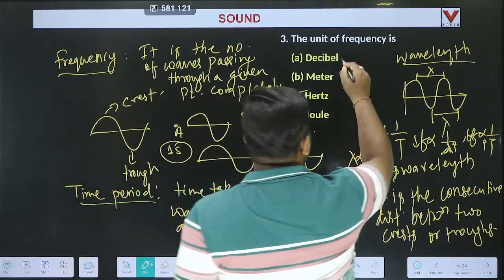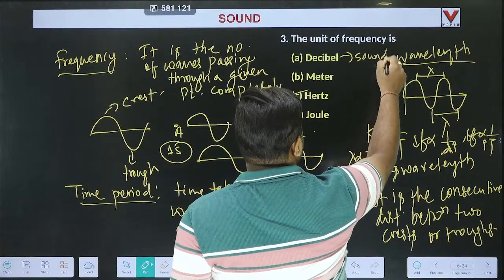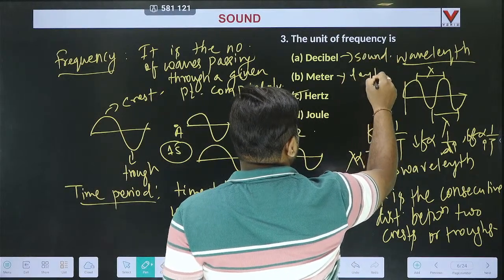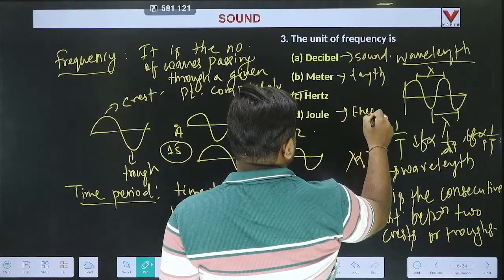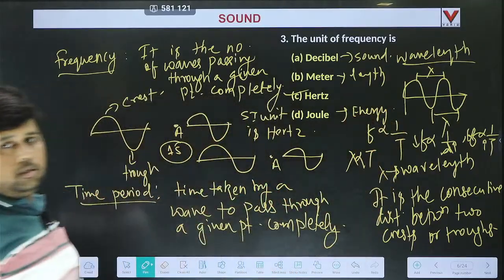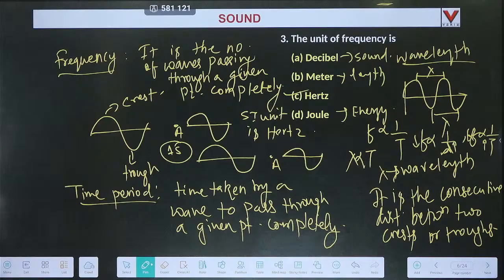Decibel is the unit of sound. Meter is the unit of length and joule we know is energy. Okay, so I hope it is clear to all of you.